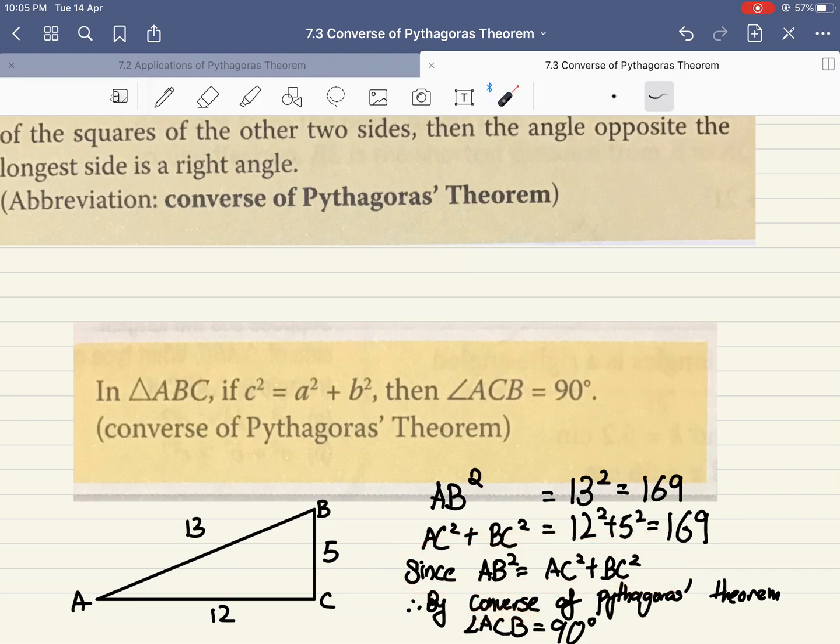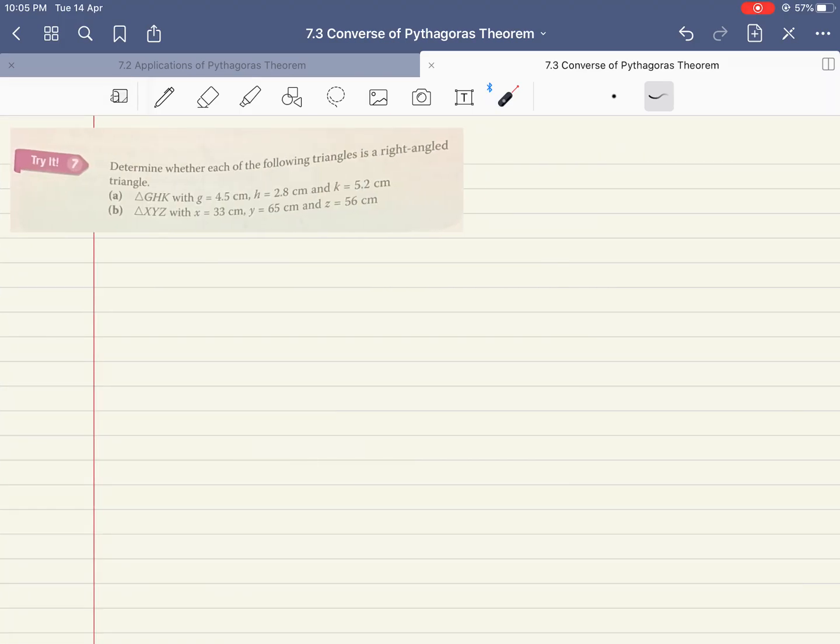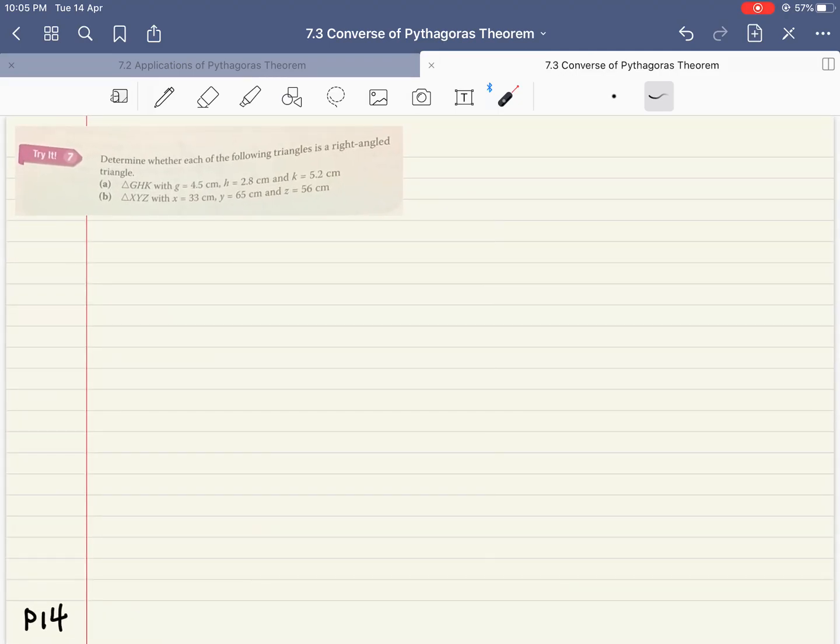So my statement will be, since AB square is equal to AC square plus BC square, therefore by the converse of Pythagoras theorem, now I can conclude that this angle over here, the angle ACB, is actually 90 degrees, because we know for Pythagoras theorem, c square is equal to a square plus b square.